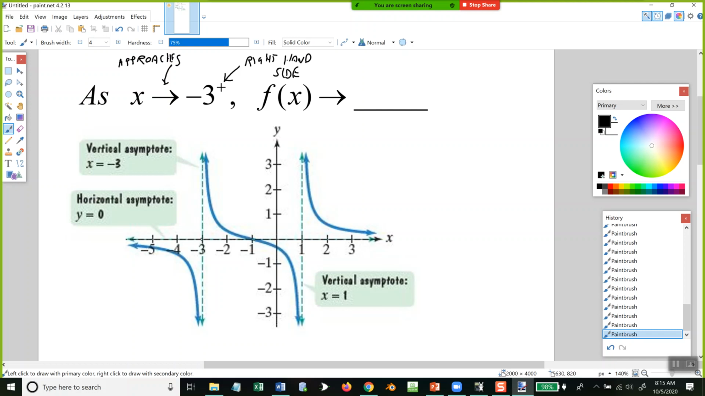Well, here's -3, and I'm coming from the right-hand side. You can think of this as tracing a graph. So if I'm tracing my graph, I'm coming along here. As I get closer and closer to -3, notice that my y value is going up forever. So this would be approaching, going to positive infinity. And that'd be our answer.